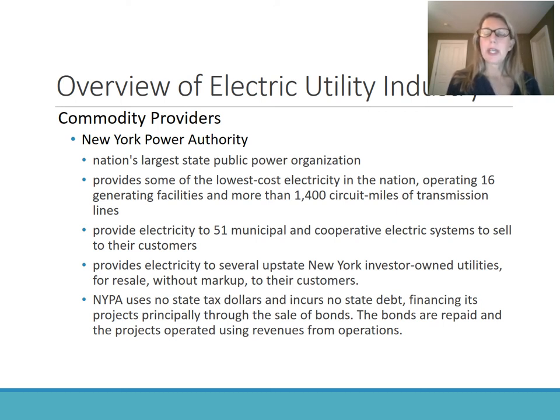So we actually have in our tariff a separate NYPA tariff. We have to transmit and provide to them electricity from the NYPA hydropower plants, and so they get a much reduced price of just the commodity. They pay the full delivery component. NYPA uses no tax dollars and incurs no state debt. It finances its projects principally through the sale of bonds. The bonds are repaid and the projects operated using revenues from operations.